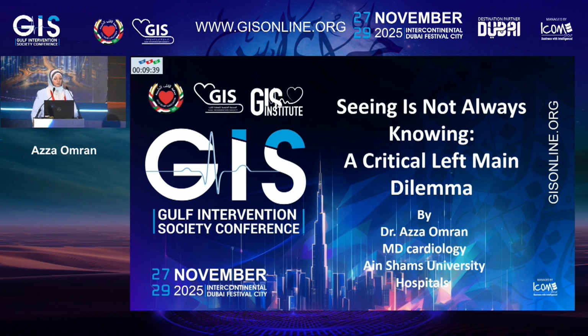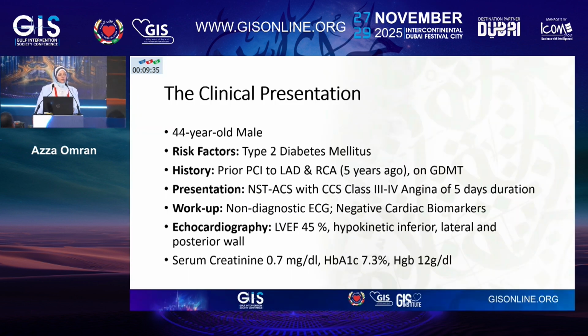My case today is "Seeing is not always knowing: a critical left main dilemma." My patient is a 44-year-old male, diabetic, with a prior history of multi-vessel PCI, who presented with acute coronary syndrome in the form of accelerating angina of 5 days duration. His initial workup was inconclusive. His biomarkers were negative. His echocardiography showed an ejection fraction of 45%, with hypokinetic inferior lateral and posterior walls.